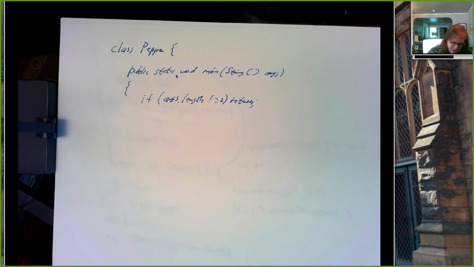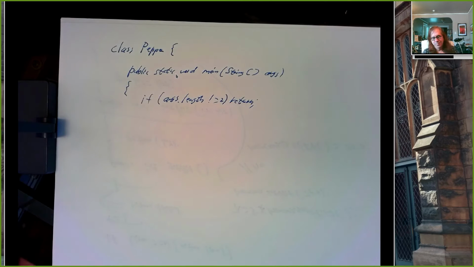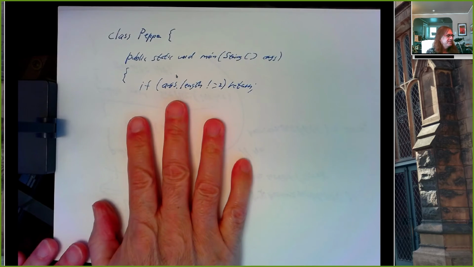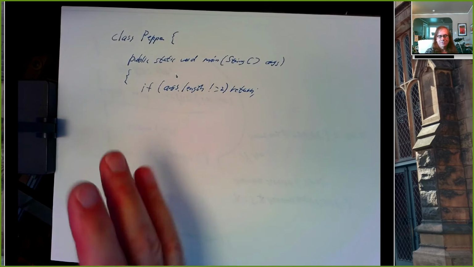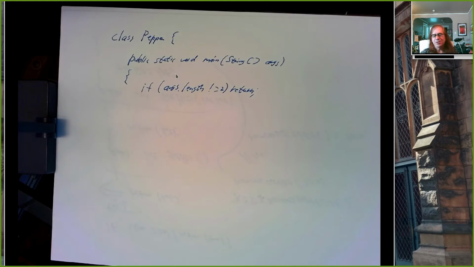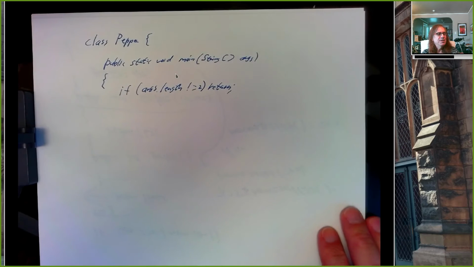And if args length is not equal to 2, let's just return. And I didn't say what to do in that case. I just said don't throw an exception. So you could just return silently, or you could print a message saying, here's how you're supposed to use this command or whatever. But as long as you don't throw an exception, you're okay. So that takes care of the case where you don't have 2 arguments. And you could do less than 2, so that if they put in extra arguments, you don't throw up on them for it, but something like that.